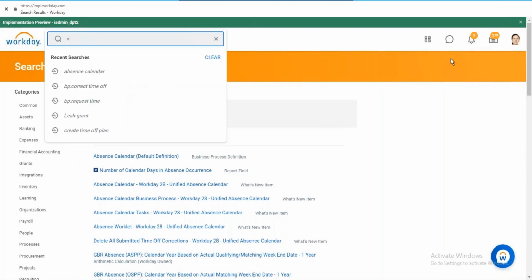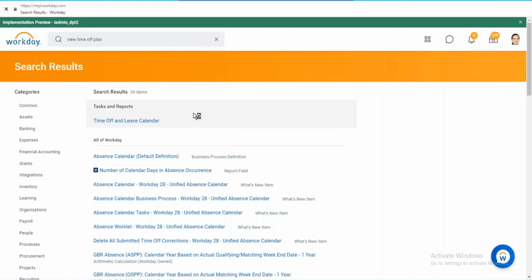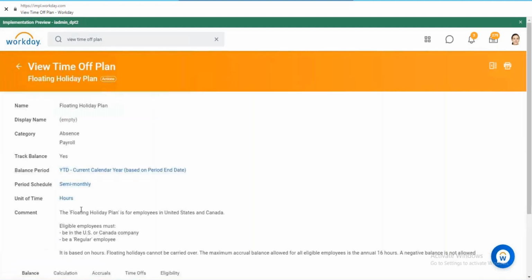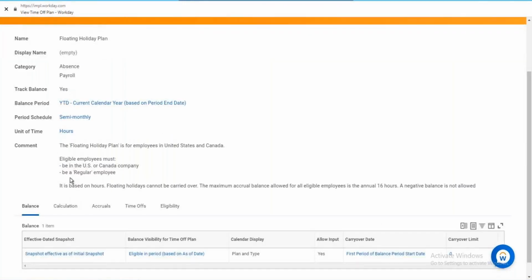All right. So, as homework, I told you to go to the time off plan, which is floating holiday, correct? YTD current calendar year based on period ended, semi-monthly hours taken. The floating holiday plan is for employees in the United States and Canada. Eligible employees must be in a US or Canada company. Regular employees, it is based on hours. Floating holidays cannot be carried over. The maximum accrual allowed for the eligible is 16 hours, and negative balance is not allowed. A simple definition, correct?